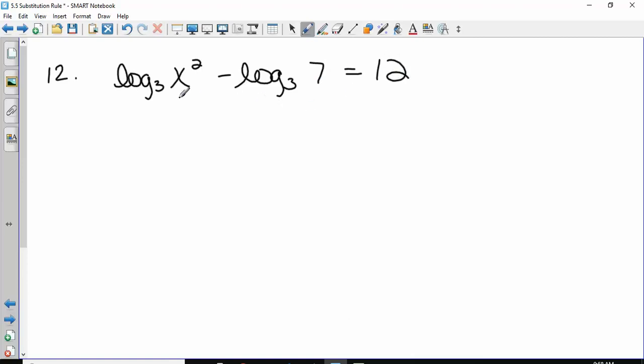Okay, we have to start by condensing. If you have 2 logs subtracted, how do you put it? So log base 3 of x squared over 7.